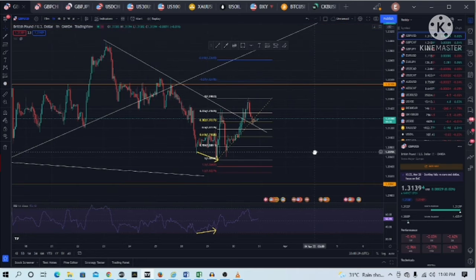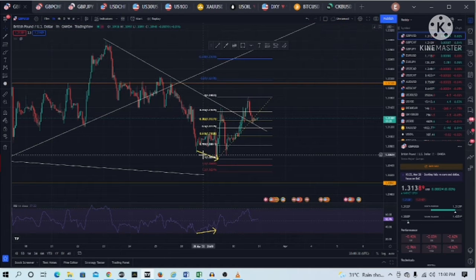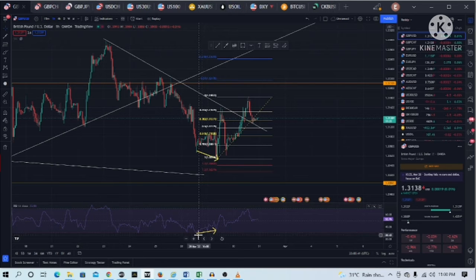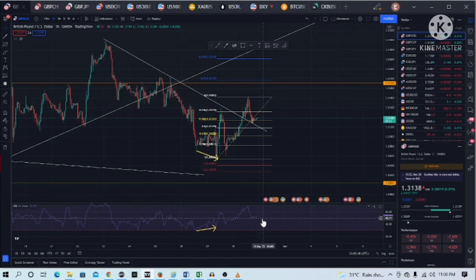Now the third and final one is the divergence. Guys, I told you divergence is when price is printing highs and lows opposite to what the RSI is doing. This is the RSI right here at the bottom, and I'm going to make a separate video and explain RSI to you guys, because it's one of my key strongholds.